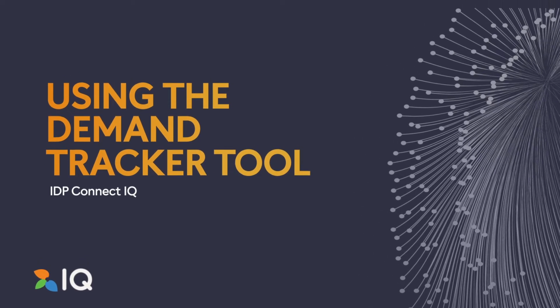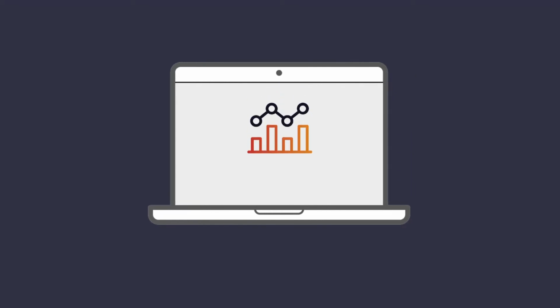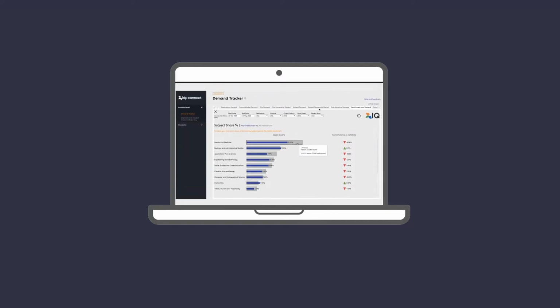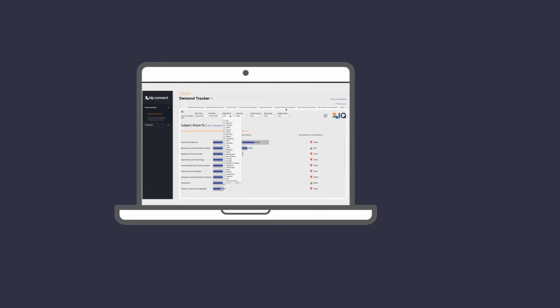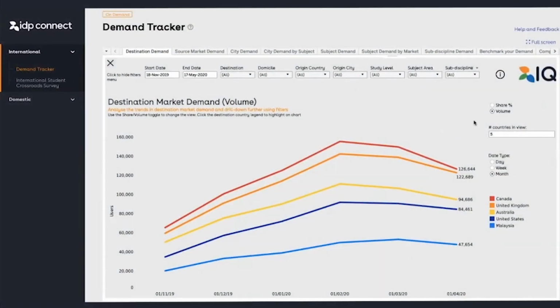Our demand tracker uses live data for visualizing, tracking, and forecasting trends in student demand. We want our partners to unlock the demand tracker's full potential, enabling institutions to make informed, agile decisions which positively affect student recruitment. When opening the tool, the first thing you'll see is the Destination Demand Dashboard.